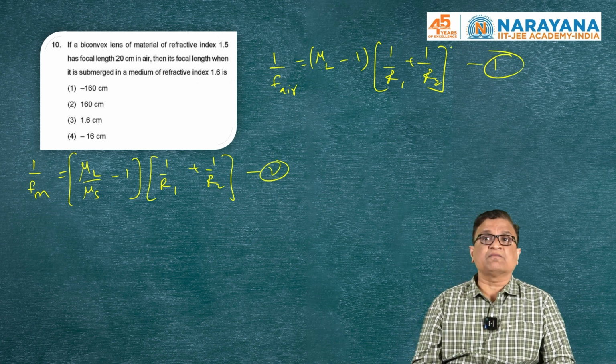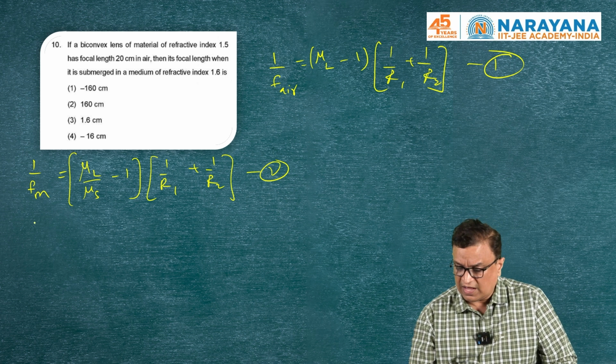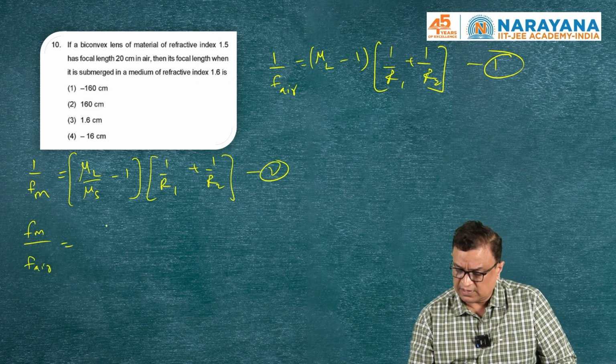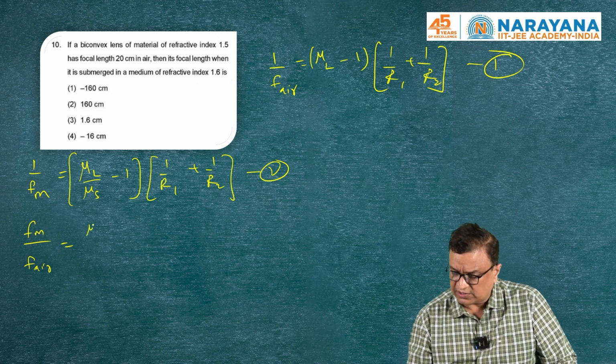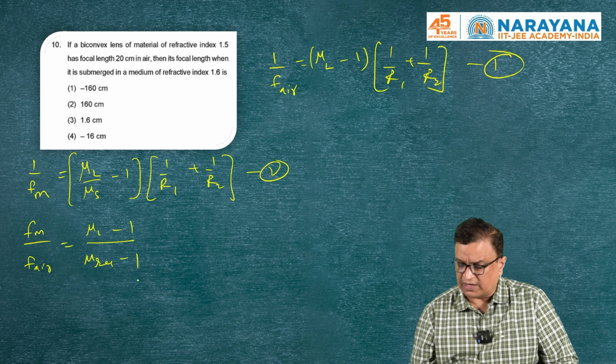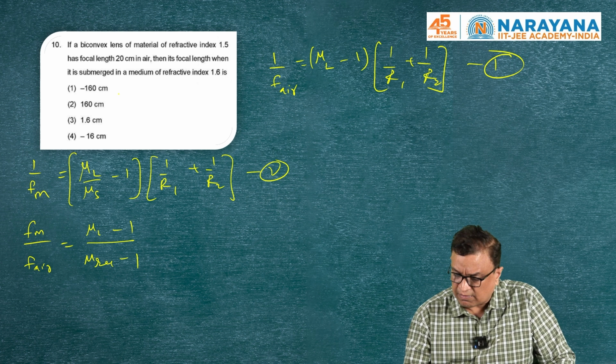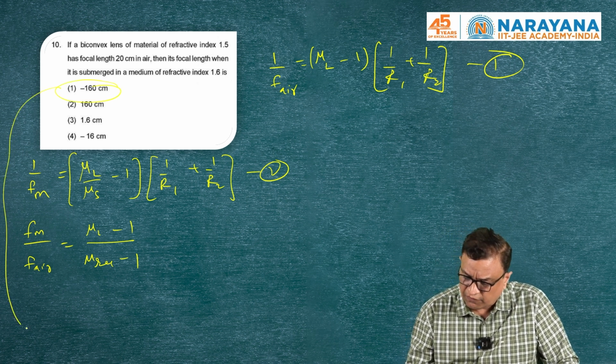Go for equation 1 by equation 2. So what will happen? F medium by F air is (mu lens minus 1) by (mu relative minus 1). By solving which you will get the answer as minus 160. Nothing wrong. Don't get confused here.